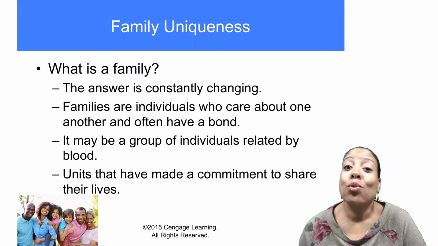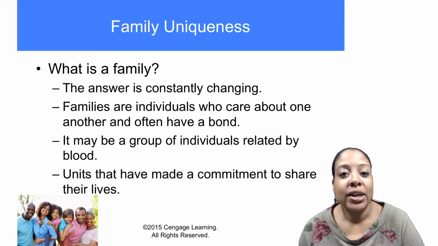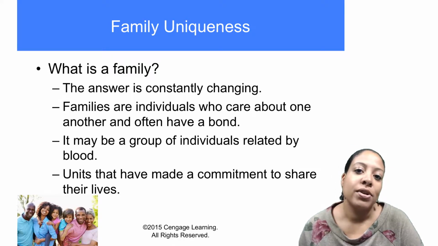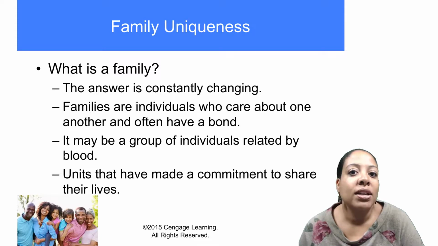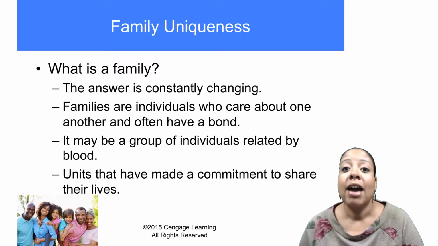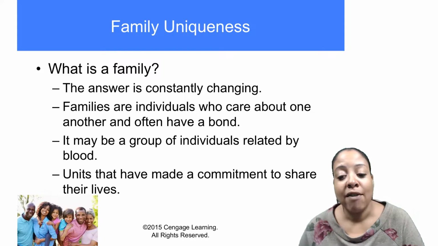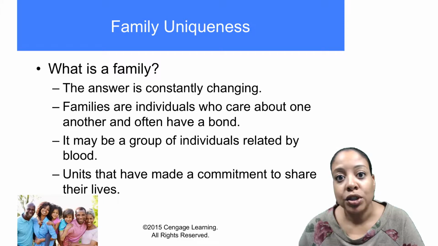Family uniqueness. What is a family? The answer is constantly changing. So again, think about how in the last 60 to 70 years, our image of family has changed from the 1950s, the 80s, and now in 2018, what does a family look like? My family, for example, is very unique. It's kind of like the show Modern Family. I have a blended family, so I have 2 stepchildren along with my own 2 biological children.